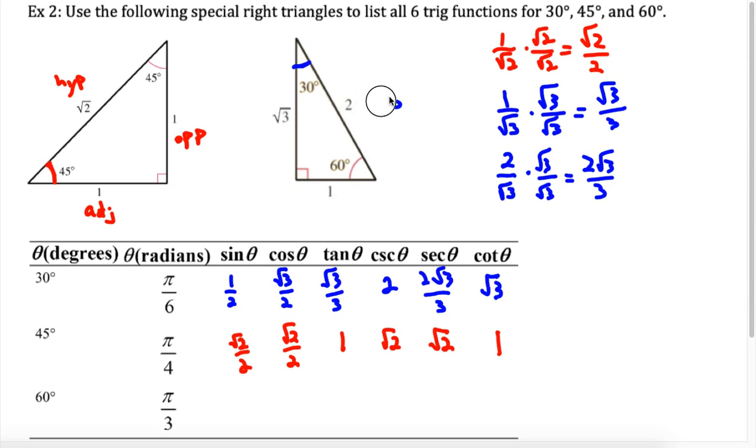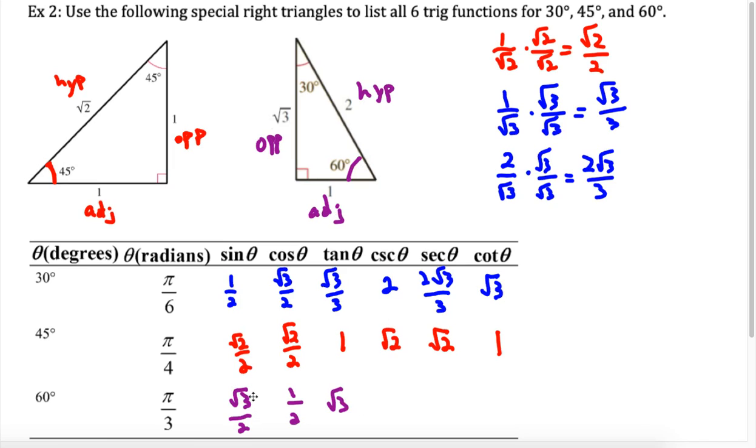Now, finally, let's take a look at 60 degrees. So with respect to the 60-degree angle, this is now the opposite. This is the adjacent, and the 2 is still the hypotenuse. So with respect to the 60-degree angle, opposite over hypotenuse, sine would be square root of 3 over 2. Cosine, adjacent over hypotenuse, 1/2. Tangent, opposite over adjacent, would be the square root of 3 over 1.